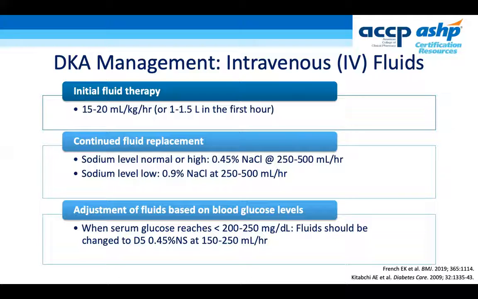And then finally, we have to consider blood glucose levels as well. So once, as we'll talk about, an insulin drip is started, or once the serum glucose is decreasing and reaches 200 to 250 milligrams per deciliter, fluid should actually be changed to contain D5 at that point in order to continue to treat them until their acidosis resolves.